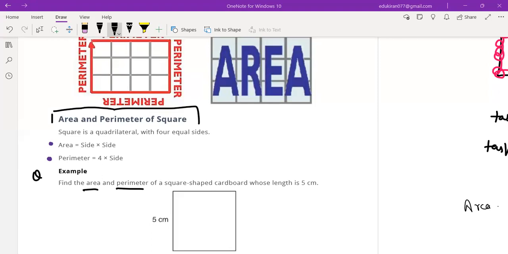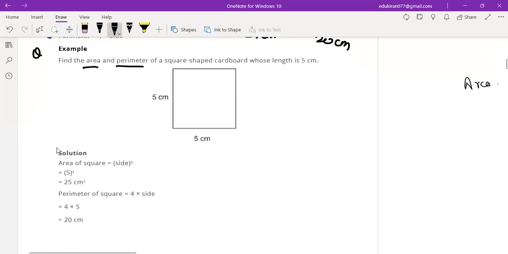Okay. So tell me the answers. Who will tell me the answer? Sindhu, tell me. Ma'am, is it 25 centimeters square for the area? Perimeter is 20 centimeters square. Only centimeter for perimeter, no square. Oh yeah, sorry, ma'am. Everybody got the same answer, area and perimeter? Yes, ma'am. Area will be 25 centimeters square and perimeter will be 20 centimeters.